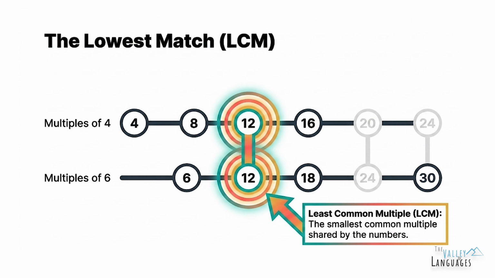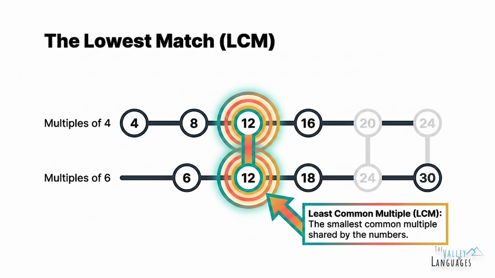Least common multiple, or LCM. So let's funnel this idea down even further. The crucial difference between any random common multiple and the least common multiple is right there in the name. The LCM is the absolute smallest common multiple shared by 2 or more numbers. So while 12, 24, and 36 are all common multiples of 3 and 4, there is only one least common multiple. It's simply the very first match you find.